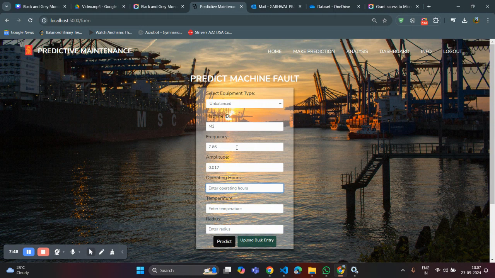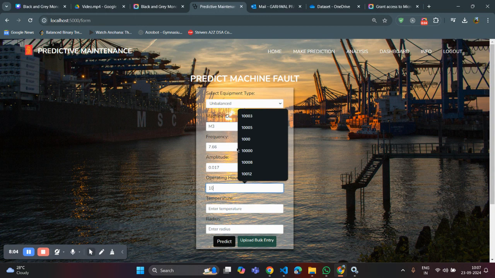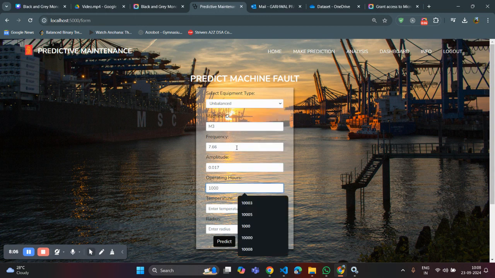Operating hours is how long we have been using the machine. Every machine has its own life, and this machine can work for 5 years. After 5 years, it may not give the best results. So our machine has been used for the last 10,000 hours, 10,006 hours.